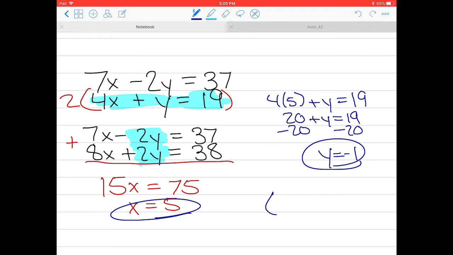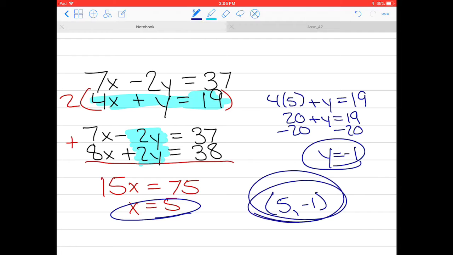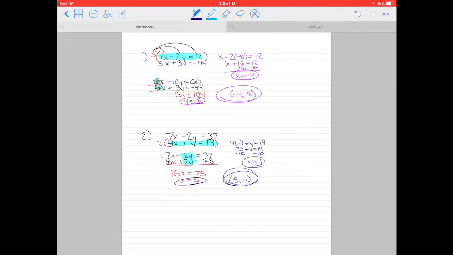Okay, so as an ordered pair. There you go. All right, so that's the first two problems of assignment number 42.